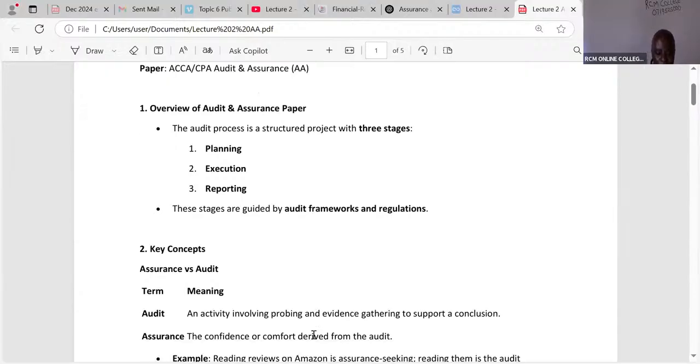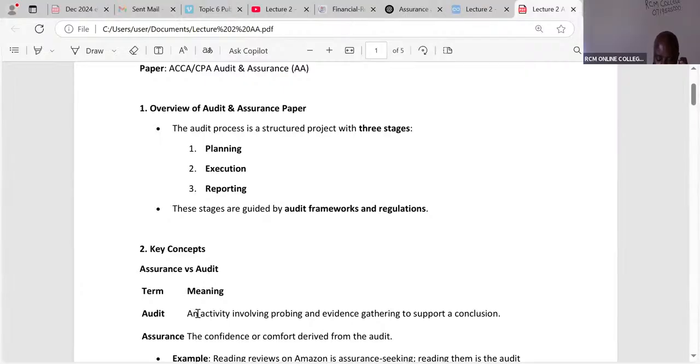When we talk of assurance versus audit, not many students, ladies and gentlemen, are able to differentiate between these two terms. Not many. I normally struggle with these two terms, even when I'm trying to explain them to my employees in my office, because there we train people from the first principles until they become good auditors. So we have here assurance versus audit. So in this case here, the meaning.